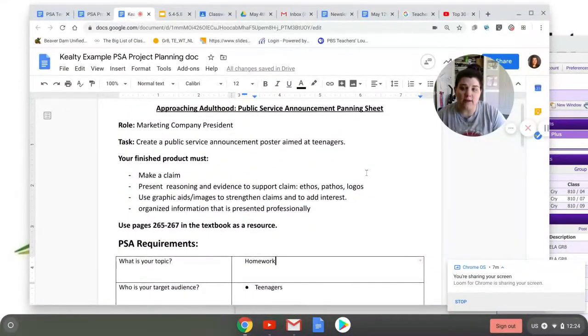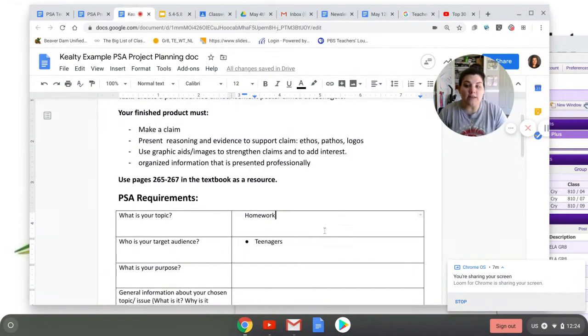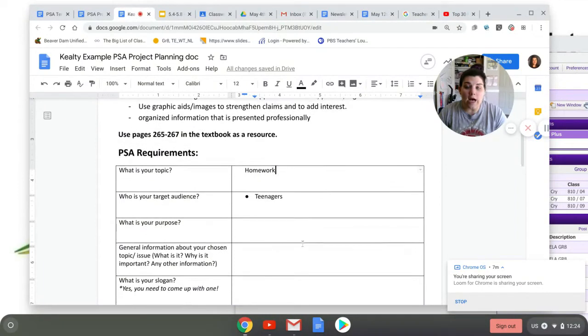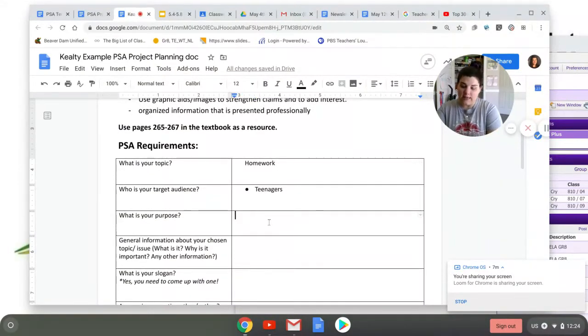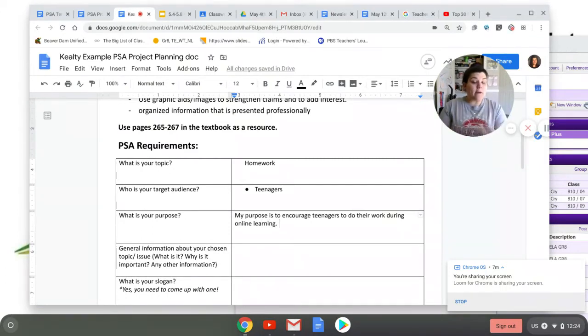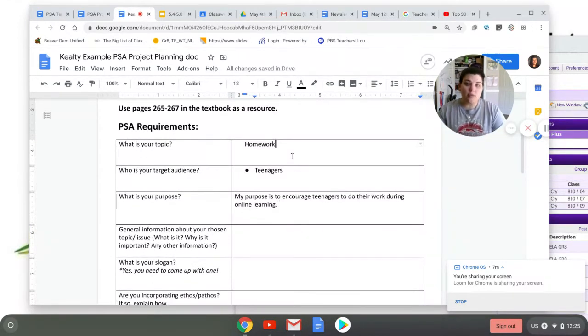So here's my planning sheet. I chose homework. All of this was on the slide back there. I chose to do homework. My target audience is teenagers. And it says, what's your purpose? My purpose is to encourage teenagers to do their work. How about during online learning? My purpose is to encourage you guys to do the work that we give you during online learning. So maybe it's homework during DDL, digital distance learning, how important it is to engage in digital distance learning.